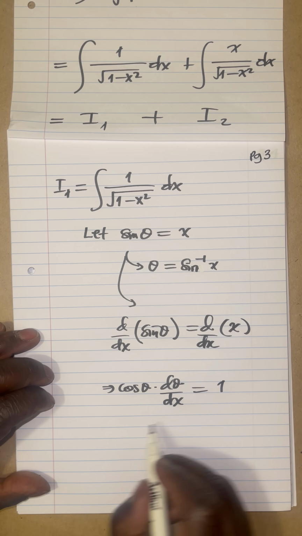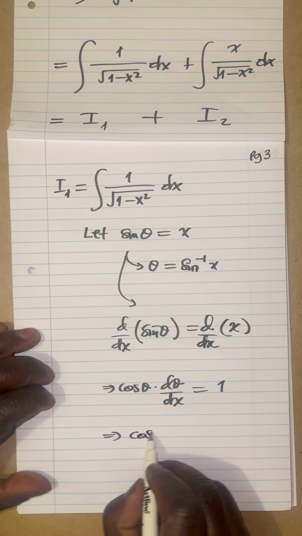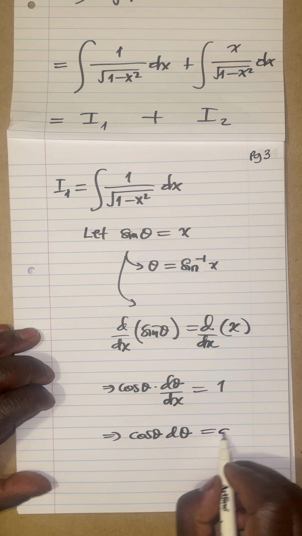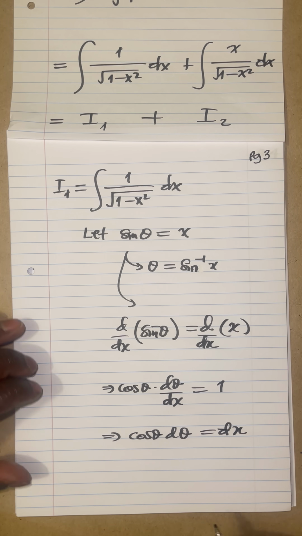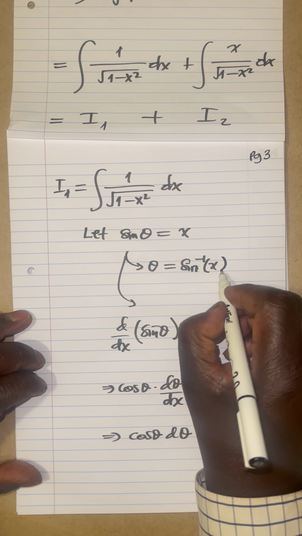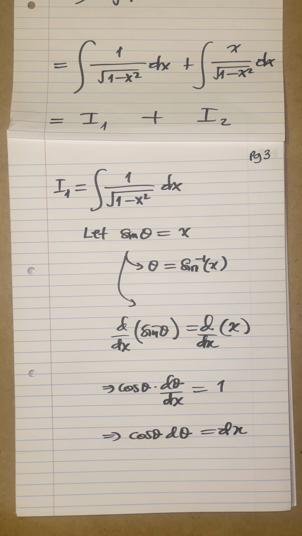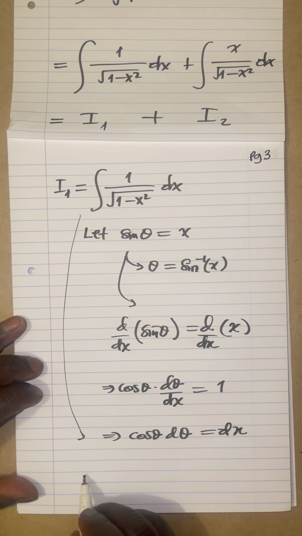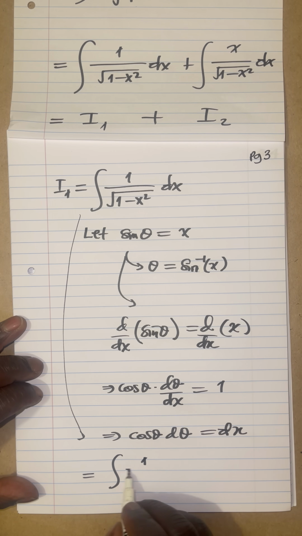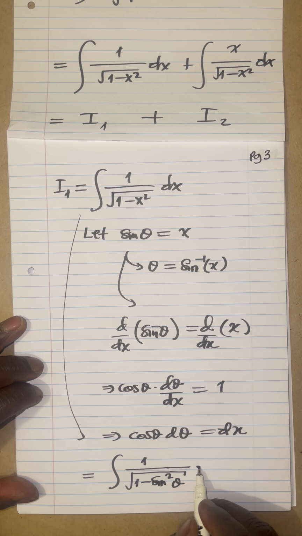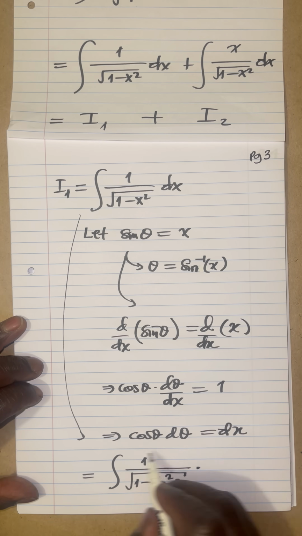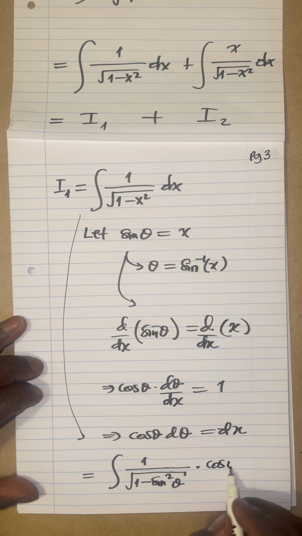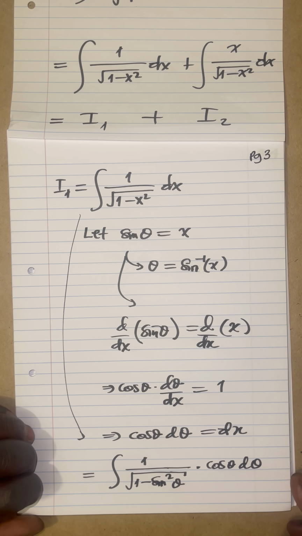Multiply both sides by dx, we're going to get cosine of theta d theta is equal to dx. Fantastic. Now let me just put this in brackets there, like that. Now, what do we do next? Well, that integral then changes as follows. It changes to the integral of 1 all over, check this, square root of 1 minus sine squared of theta, and then we're multiplying by, instead of dx, we're going to say cos theta d theta, like that.